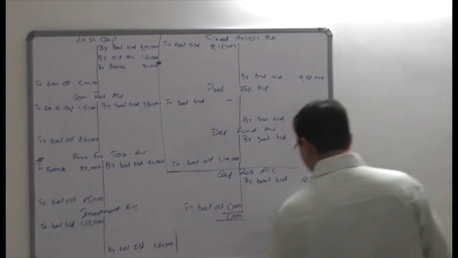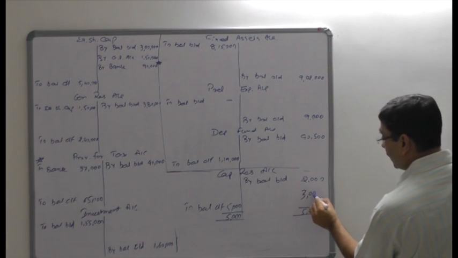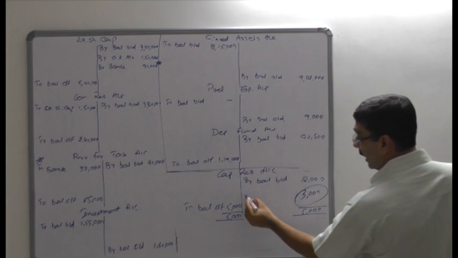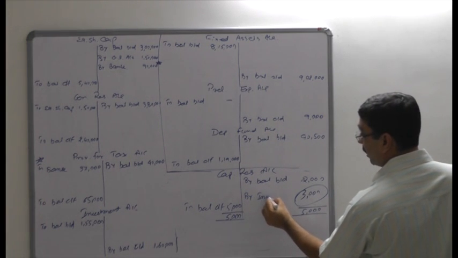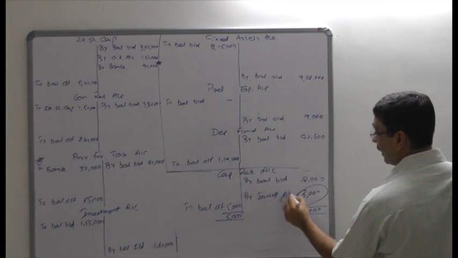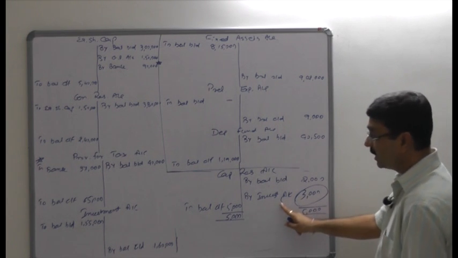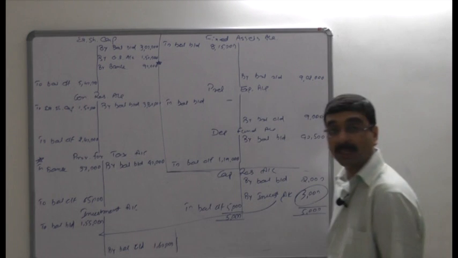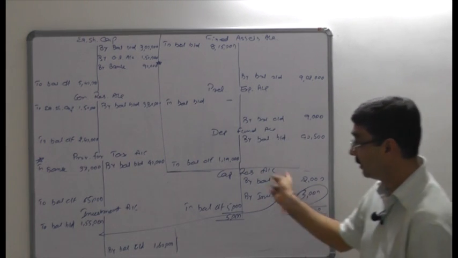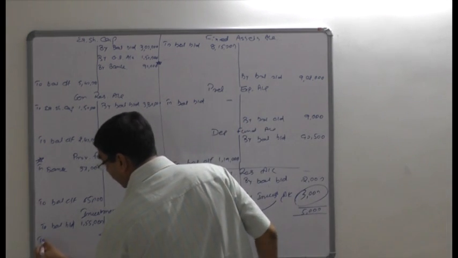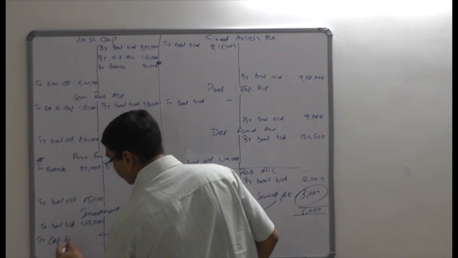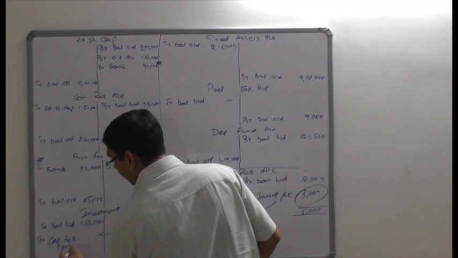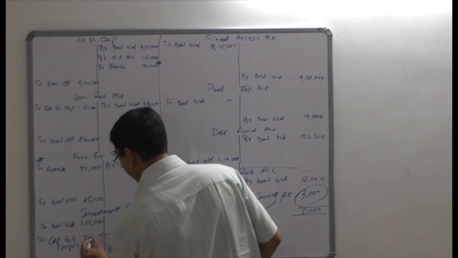So when you close this account, the difference of rupees 3,000 would be here, and we assume that it actually comes from the investment account. So this is a profit, and this profit is transferred to investment account debit side. So here it is credit; in investment account it is debit to capital reserve, in bracket profit 3,000 rupees.